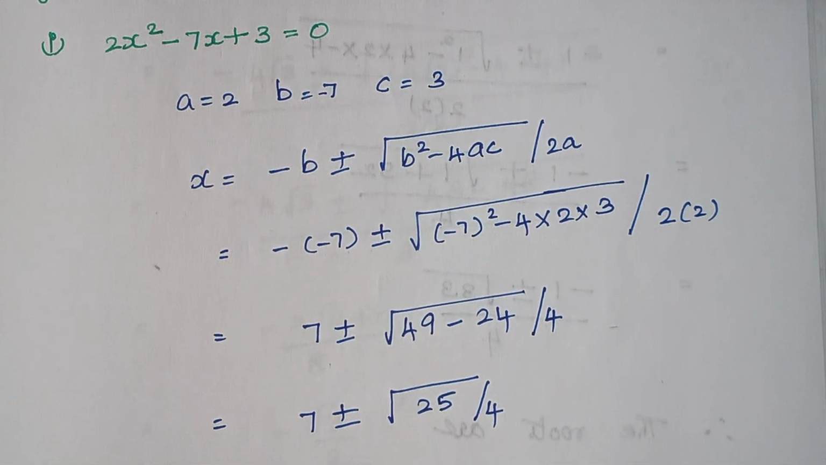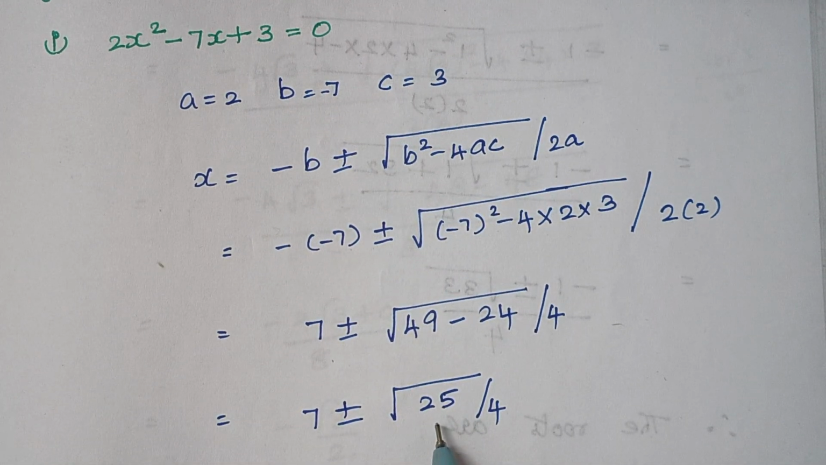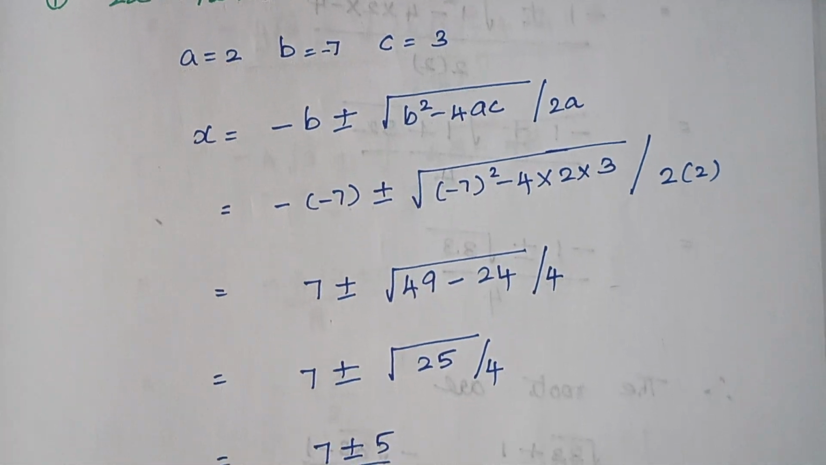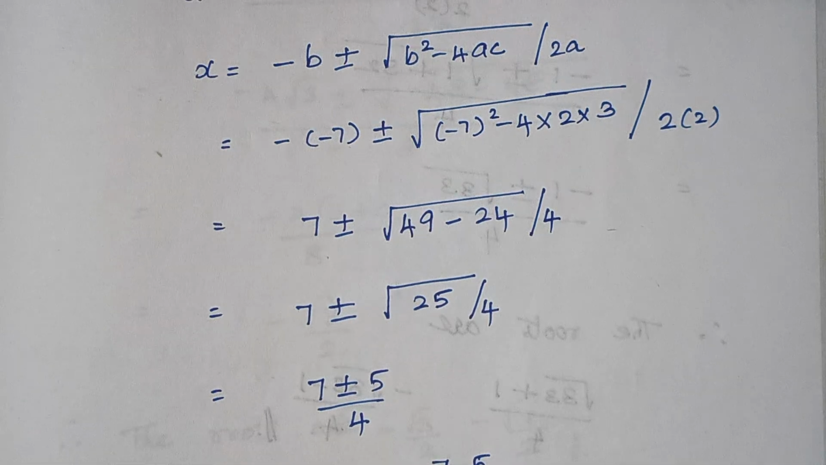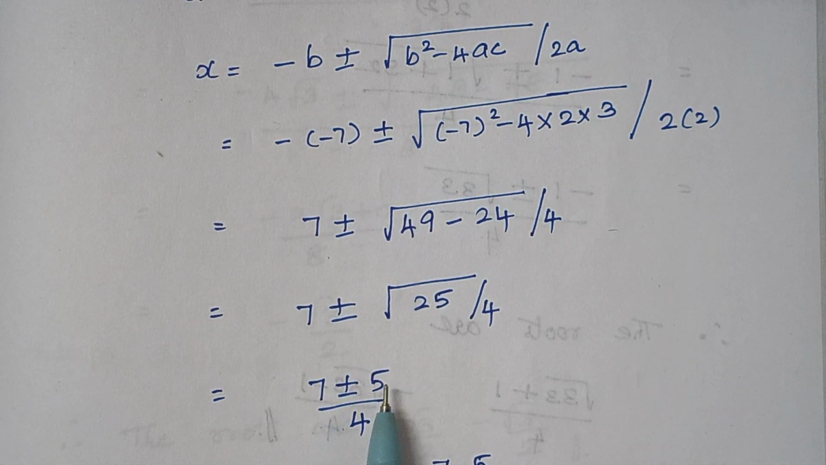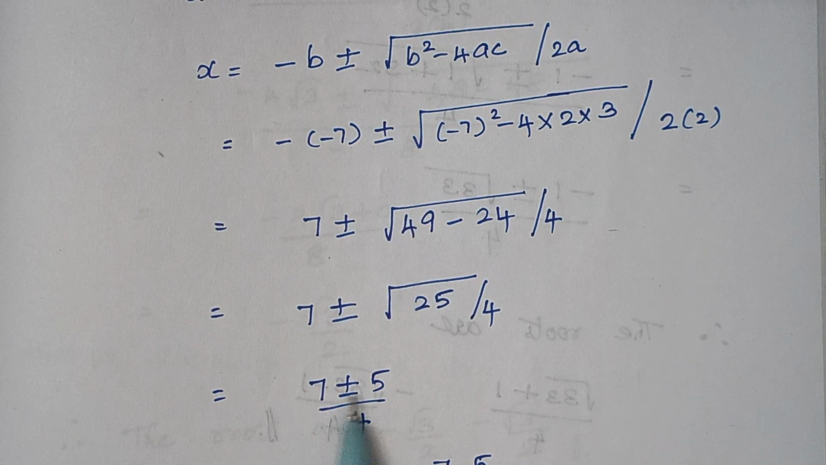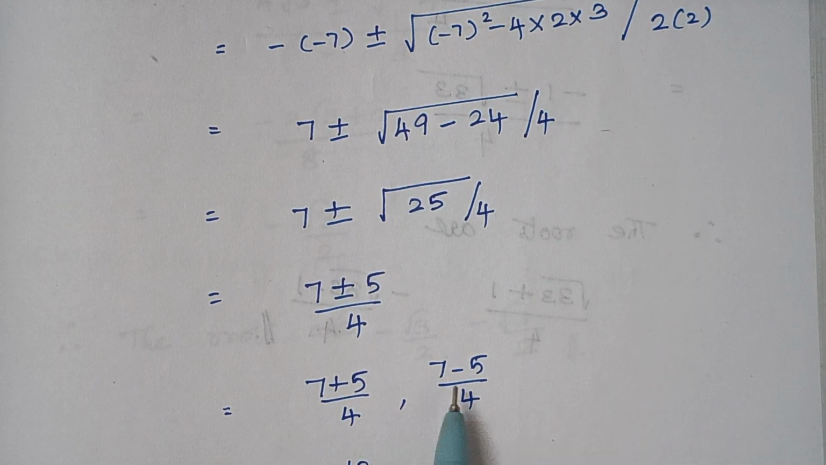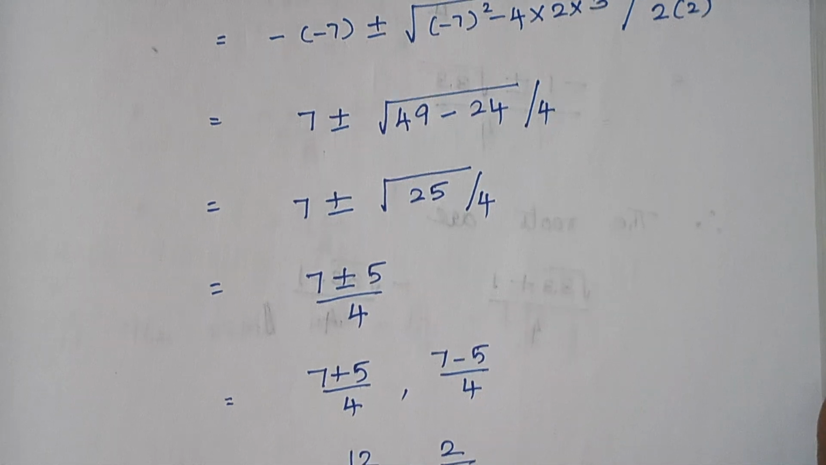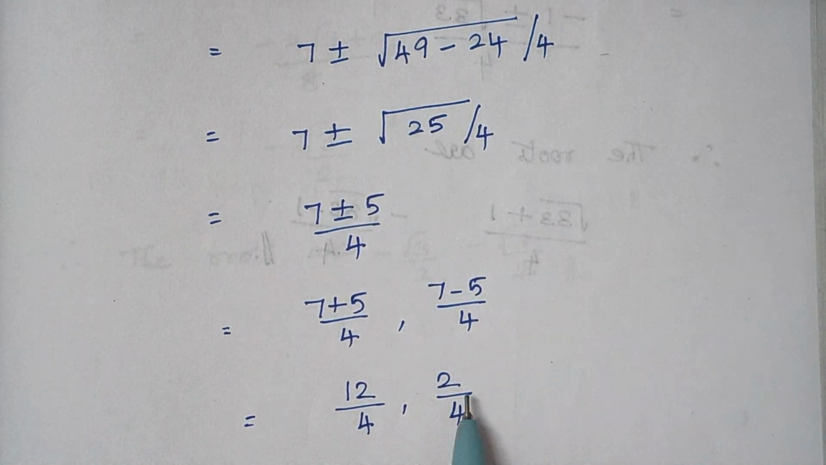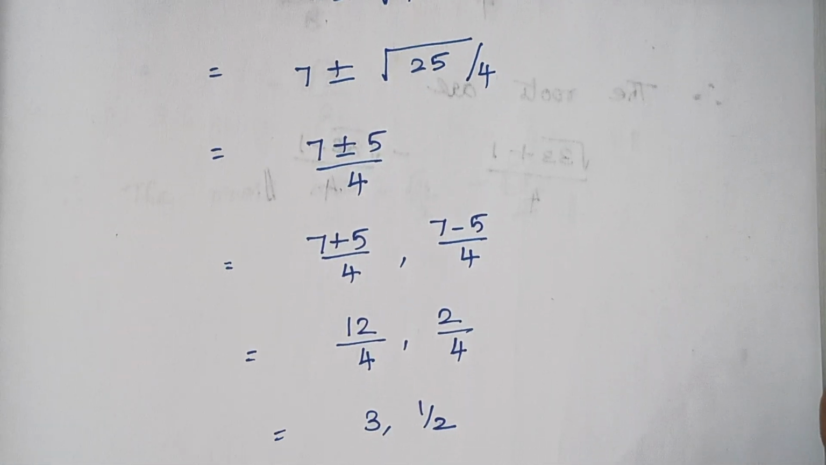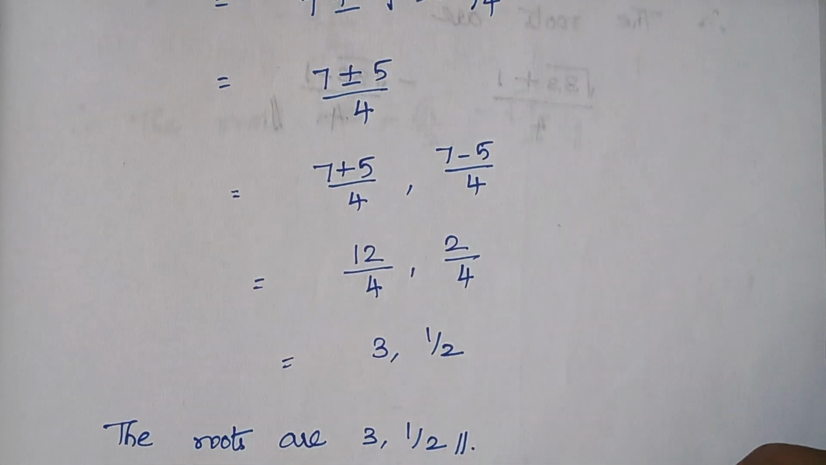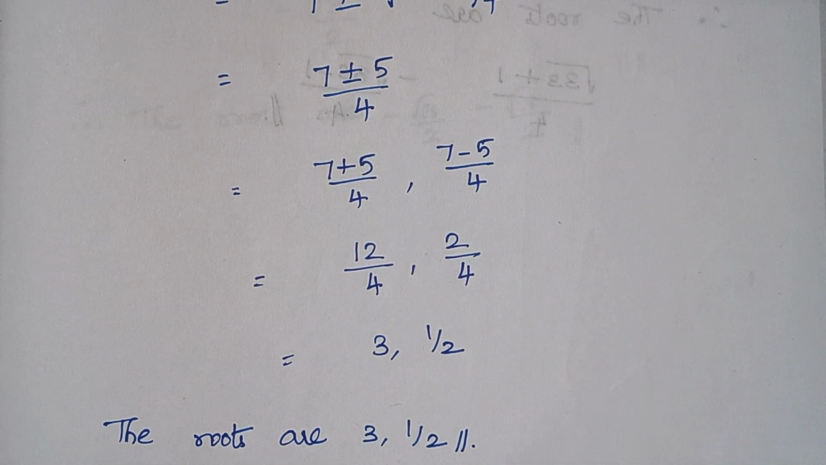So 49 minus 24 gives you the answer 25, and square root of 25, as we all know, is simply 5. So here we have 7 plus or minus 5 by 4. So we can split these roots. So we can write them as 7 plus 5 by 4 and here 7 minus 5 by 4. So here it is 12 by 4 and 2 by 4, and finally we have 3 and 1 by 2. So the roots for the given quadratic equations are 3 and 1 by 2.